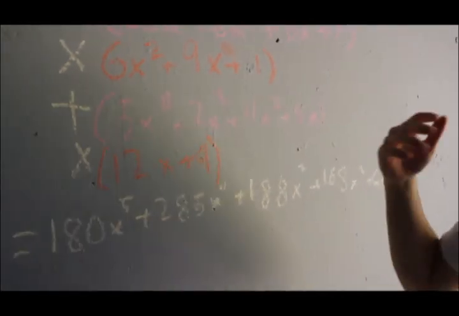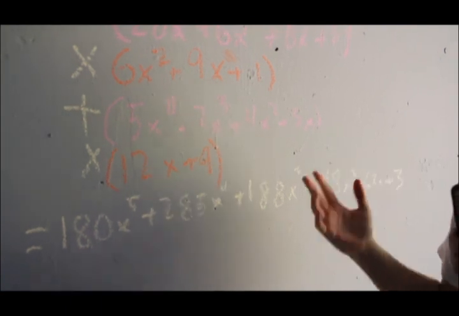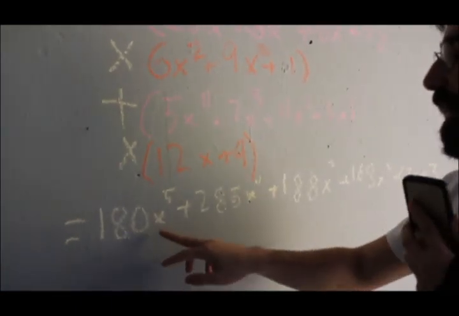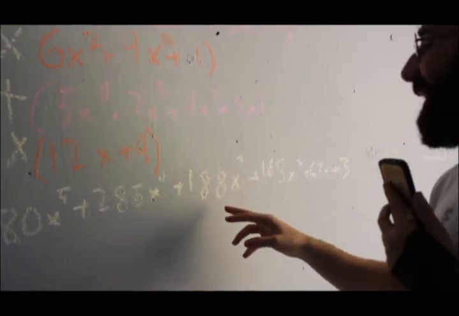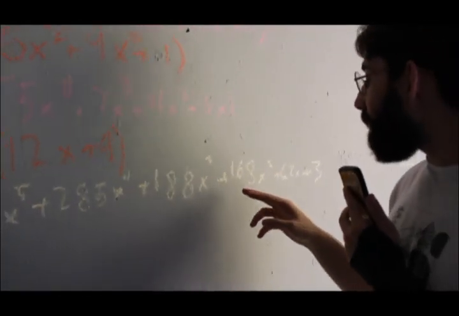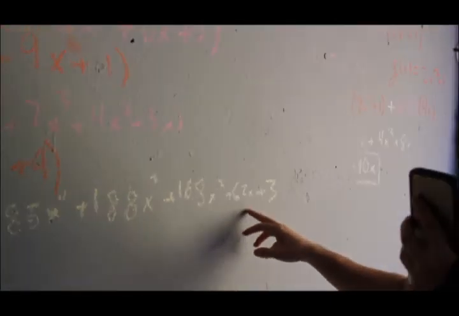And then you can usually just leave your answer like that, but if you do want to distribute and combine like terms, that comes out to 180x to the fifth plus 285x to the fourth plus 188x cubed plus 168x squared plus 62x plus 3.